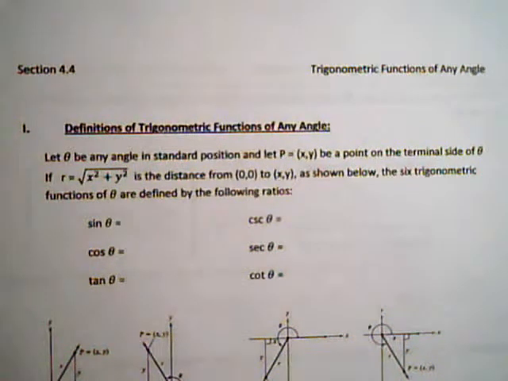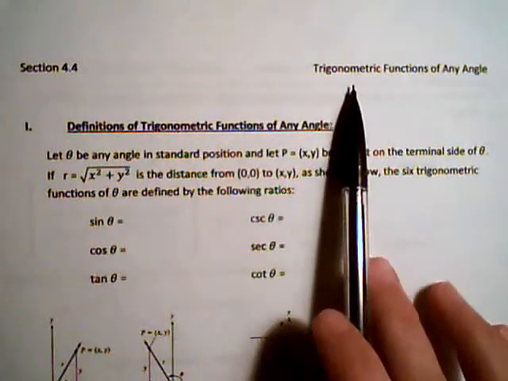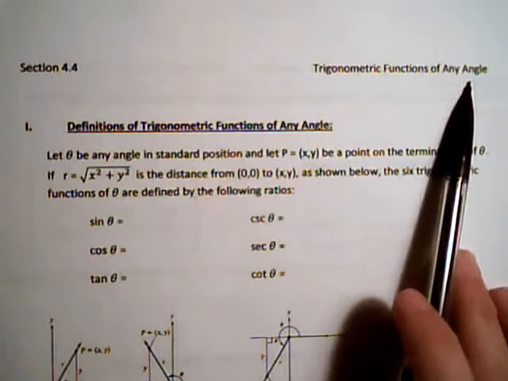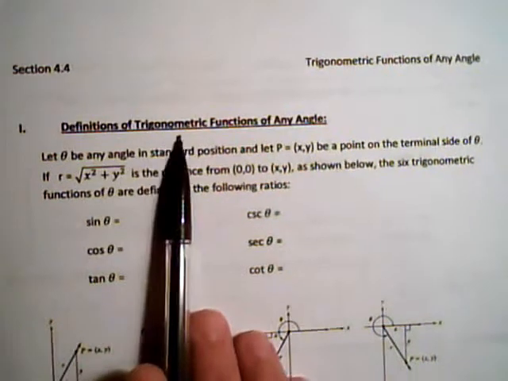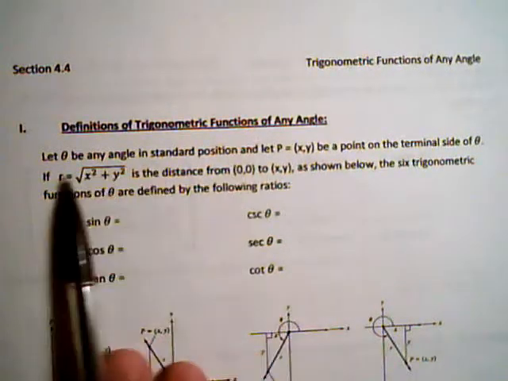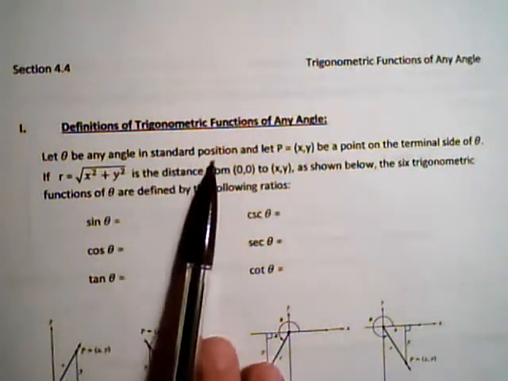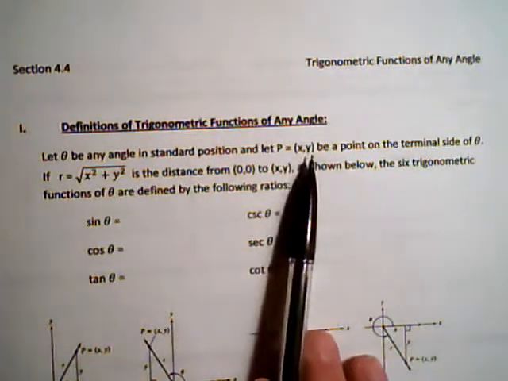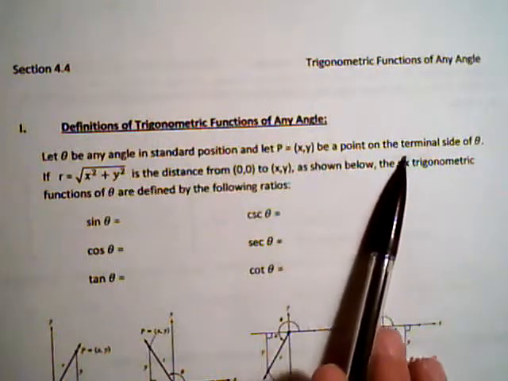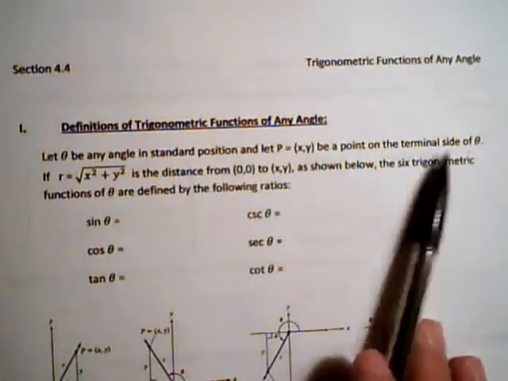Section 4.4 is on finding the trigonometric functions of any angle. If we look at part 1, it says the definitions of trigonometric functions of any angle. Let theta be an angle in standard position, and let P equal the ordered pair (x, y) be a point on the terminal side of theta.